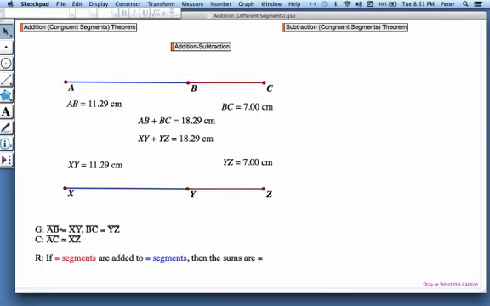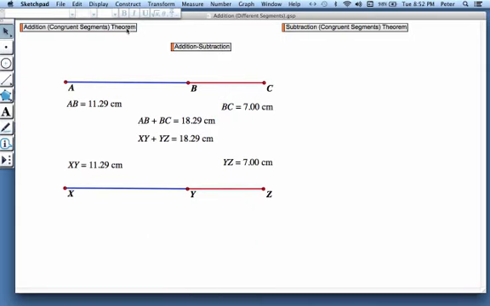So our given information is that these two pairs of segments are congruent, and that when they are added, the sums are congruent. So pay attention to the color coding. If congruent segments are added to congruent segments, then the sums are congruent. Does it work the other way?